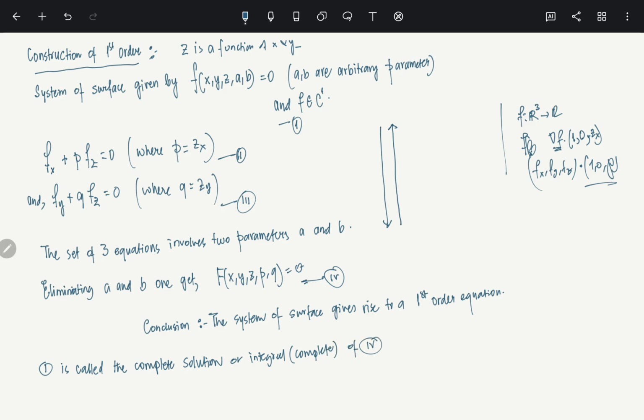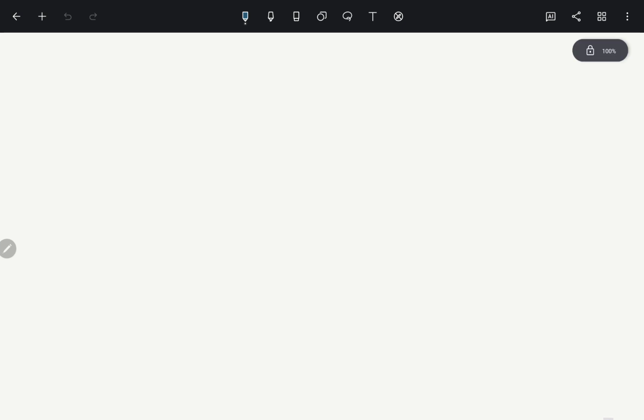Yes, this is very clear. So given a surface we get a first order equation, and again given a first order equation, please don't think that we can always do this, but if you can solve it, then that will contain two arbitrary parameters, and then that will be called a complete solution of the relation 4. Is it okay? Right. So with that, let's just look at one problem, and then we will figure out what exactly is happening. So let's say you have a family of spheres.